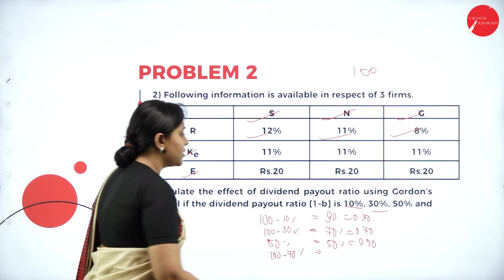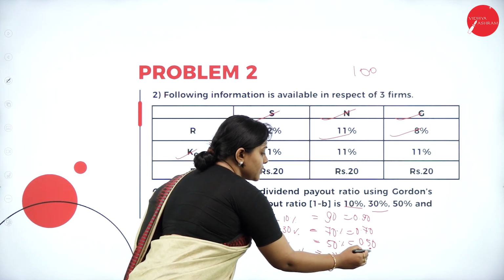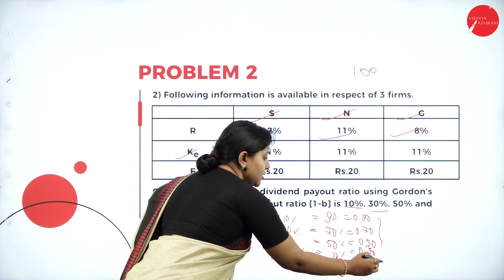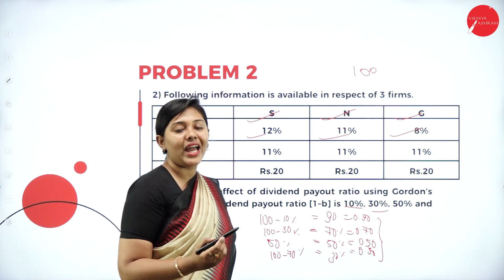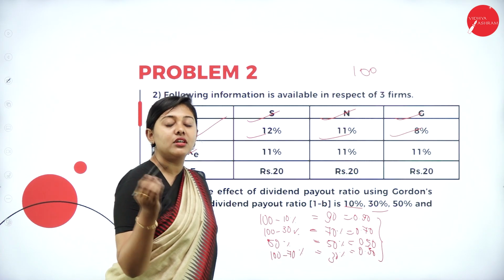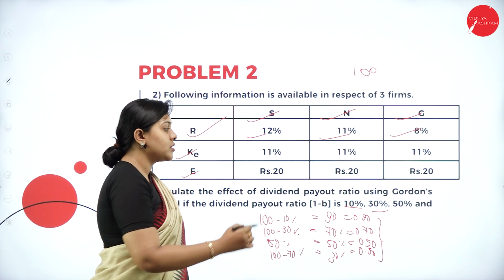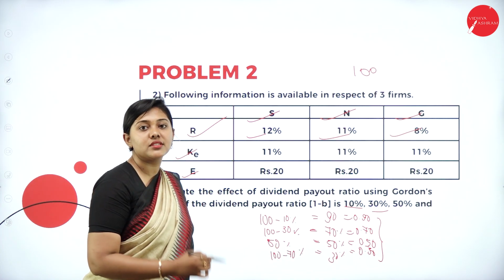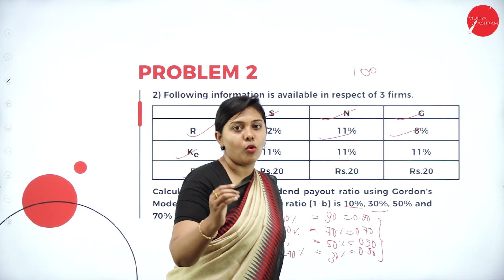It is 30%. So retention ratio will be what? 0.30. So this is your answer. So this is your retention ratio. Based on this, we need to calculate because the rate is different here. So when the rate of return is 12%, when the dividend payout ratio is 10%, 30%, 50% and 70%, what is the market price? We need to calculate using Gordon's model.